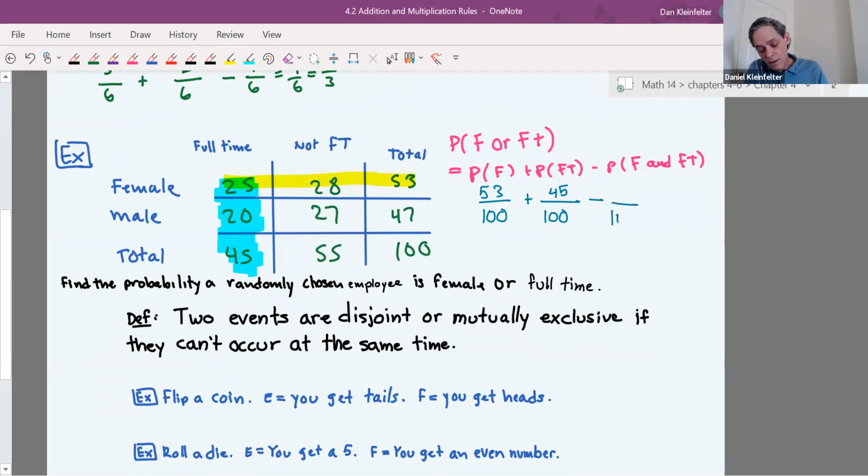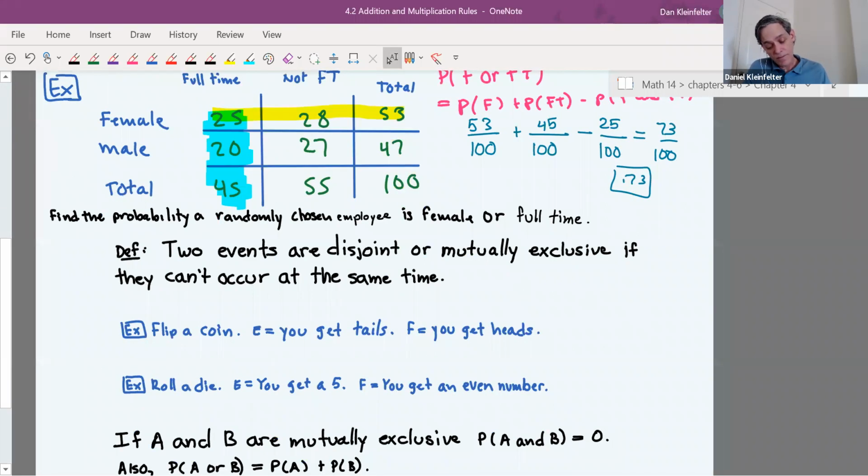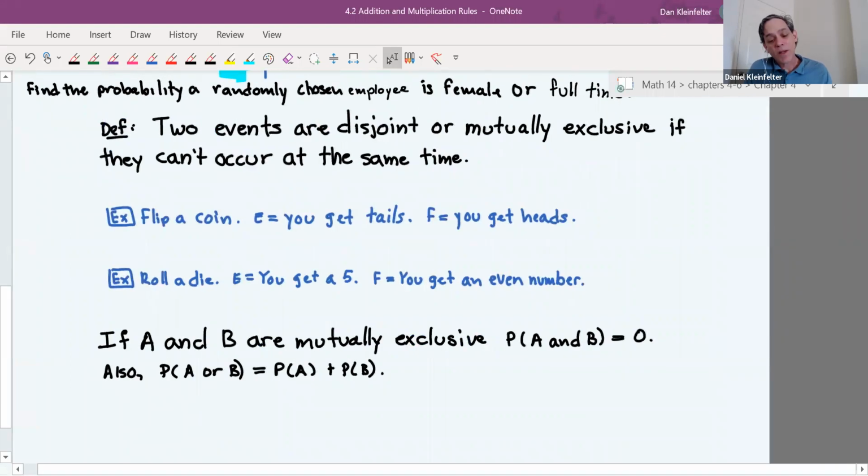Out of the 100 employees, how many are female and full-time? That was 25 that are female and full-time. Okay, so then that's 73 out of 100. Yeah, looks right. Okay, or 0.73 if you like decimals. All right, moving on.